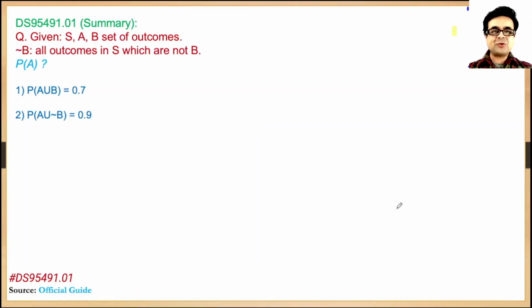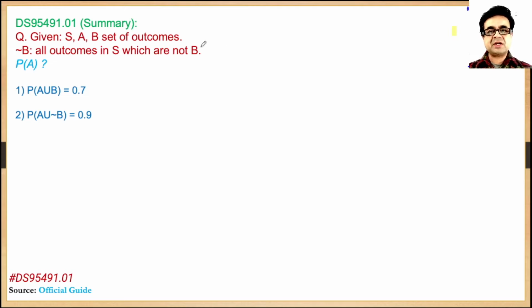Hello everyone. Today we are going to solve this very tough official guide question. The question number is DS95491.01 and this is a set and probability question combined. So let's start unpacking the question first and then we will go into the statements.